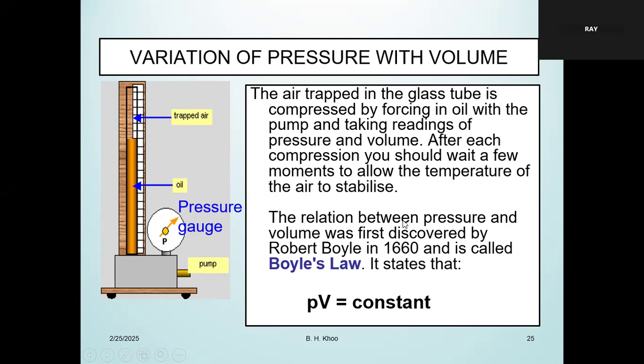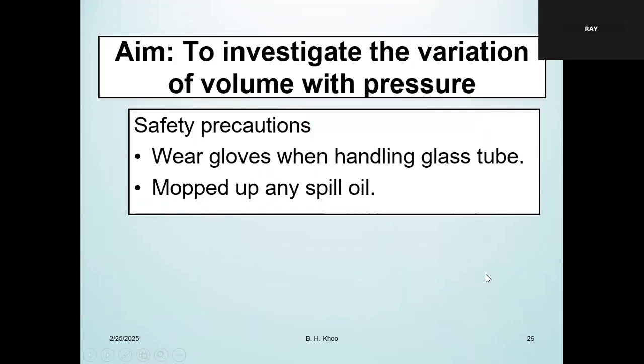The relationship between pressure and volume was discovered by Robert Boyle in 1660, and it's called Boyle's law. PV equals a constant. Safety precautions are usually 1 or 2 marks only. Wear gloves when handling glass tube. Mop up any spilled oil.